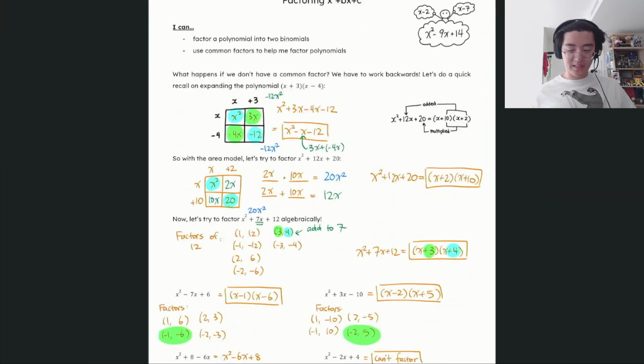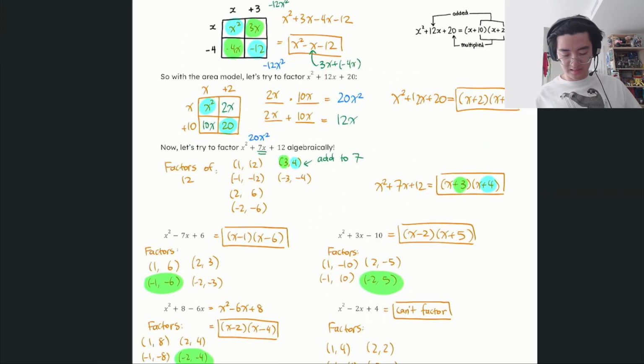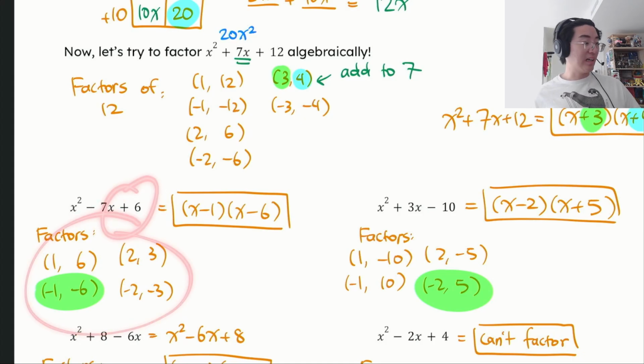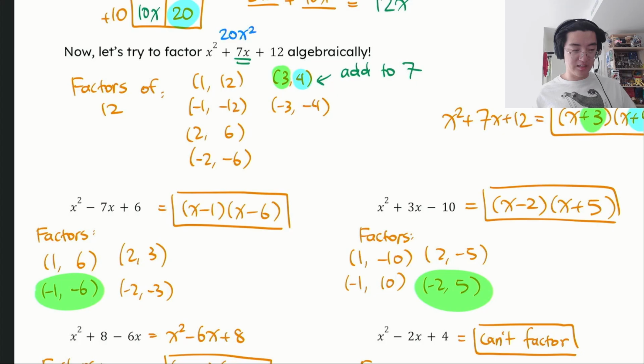Okay, but with that being said, all we have to remember though is that whatever this last number is, we find the factors of this last number, and then we just want to find the 2 factors that add up to the middle term, and then we just write it out into our brackets.